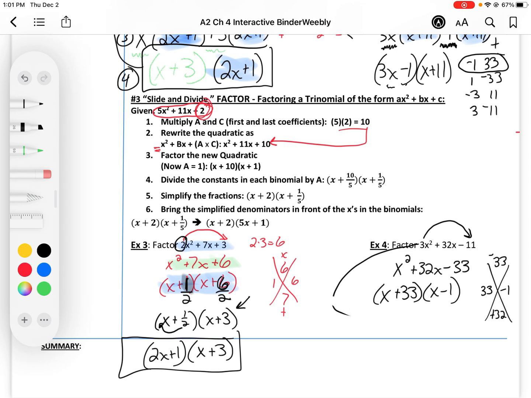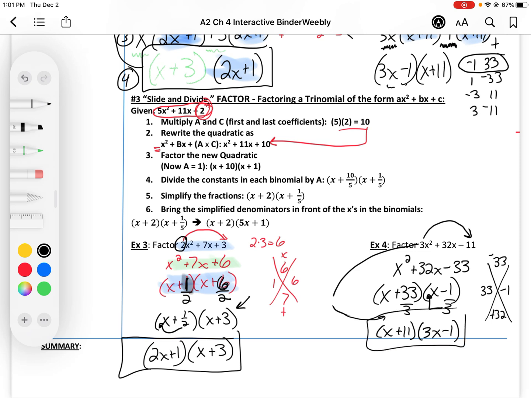Slide and divide that leading coefficient underneath the constants. Underneath there, underneath there. And now simplify if you can. So this is really x plus 11. Now the second one I cannot simplify. And if you could even at least reduce the fraction, do it. But any denominator that's left over once you've tried reducing goes out in front.